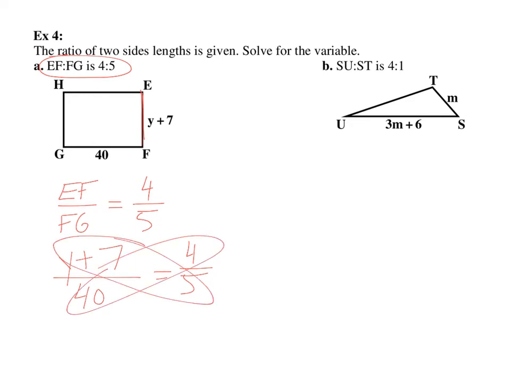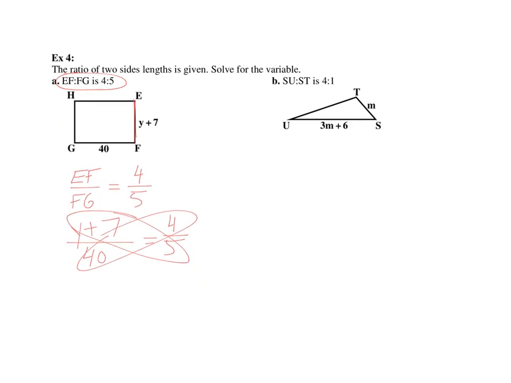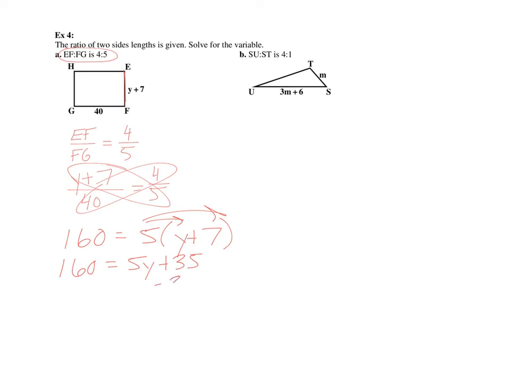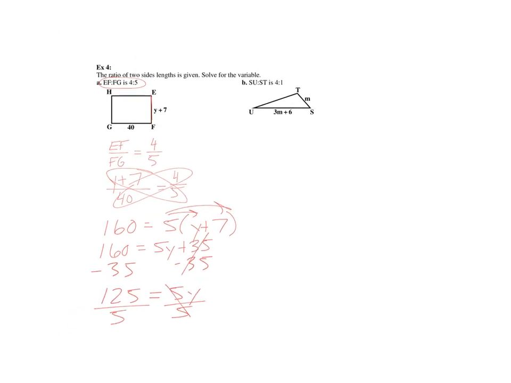So I cross multiply here, and I get 160 is equal to 5 times y plus 7. Distribute. I get 160 is equal to 5y plus 35. Subtract 35. All right, and I get 125 is equal to 5y. Divide by 5. And y is equal to 25. Done.